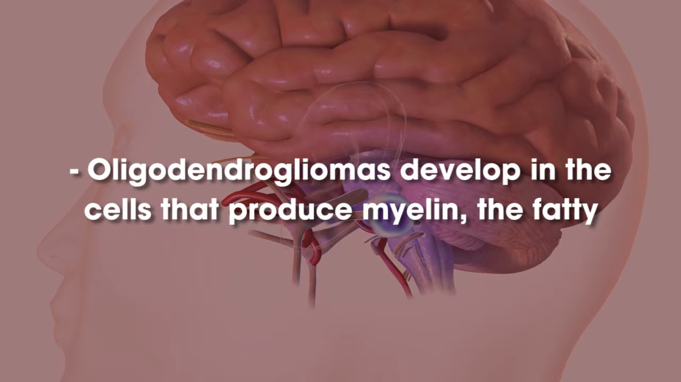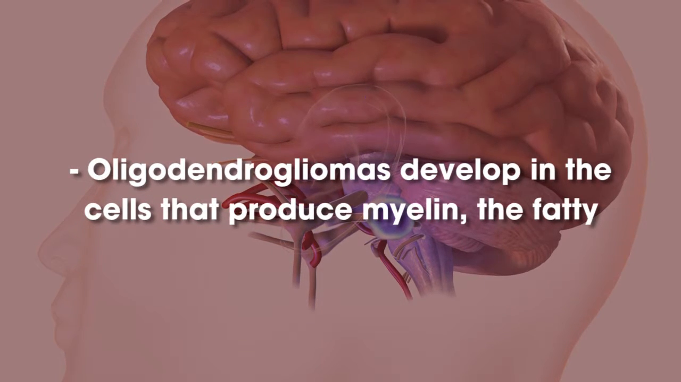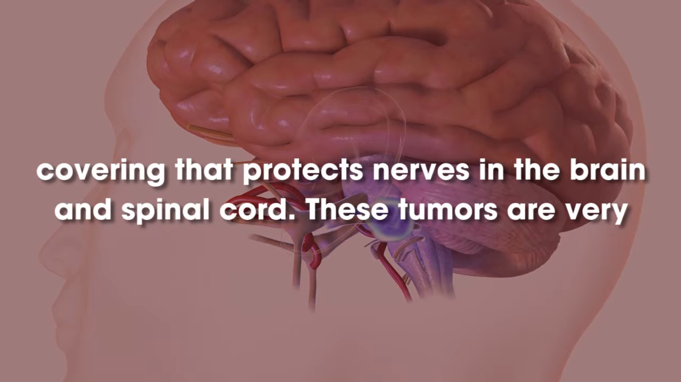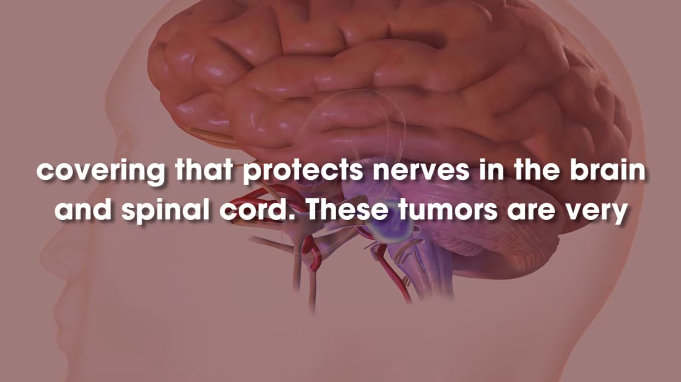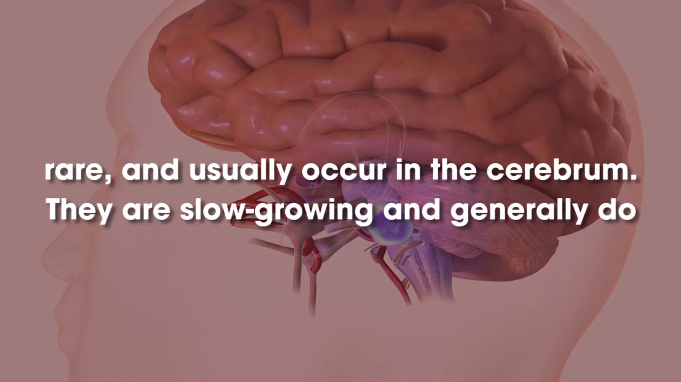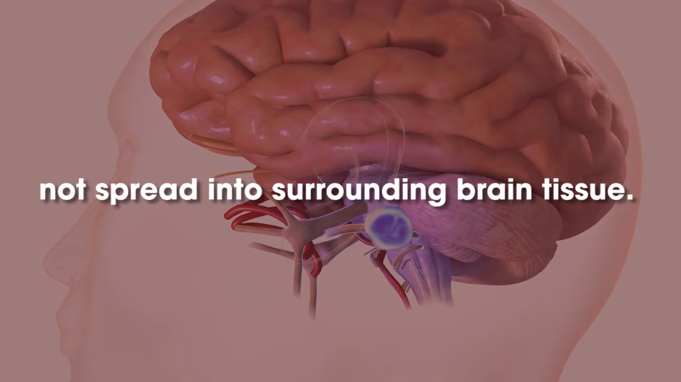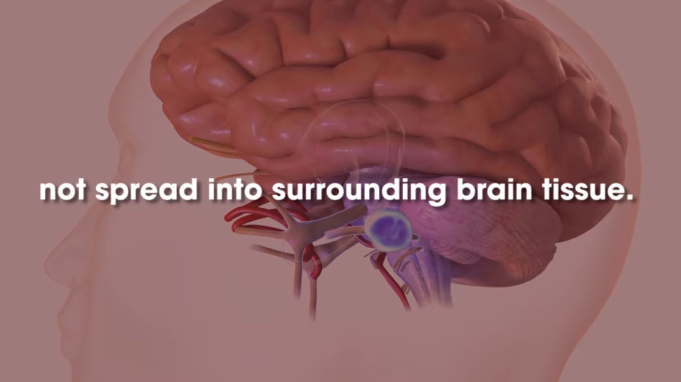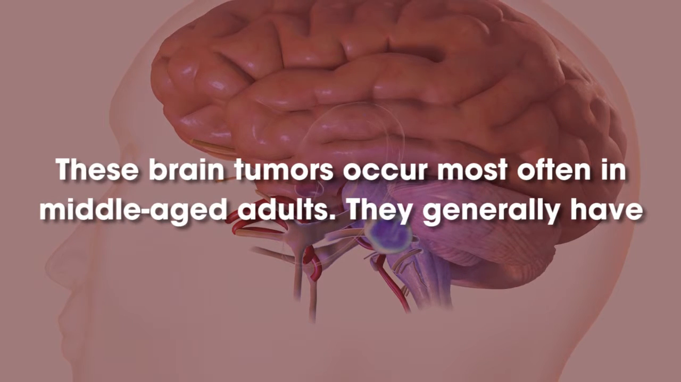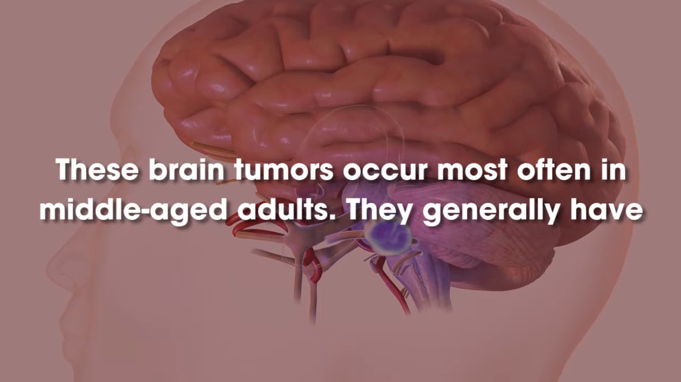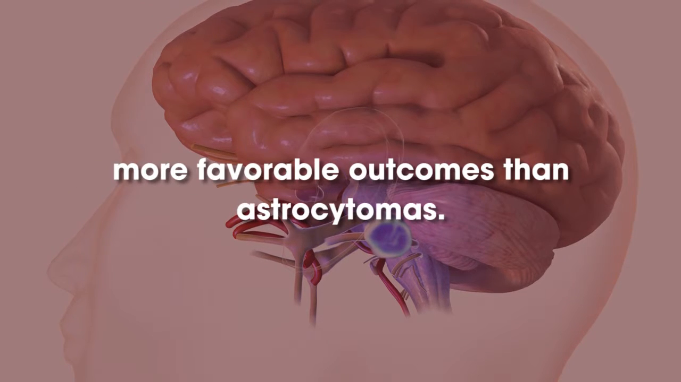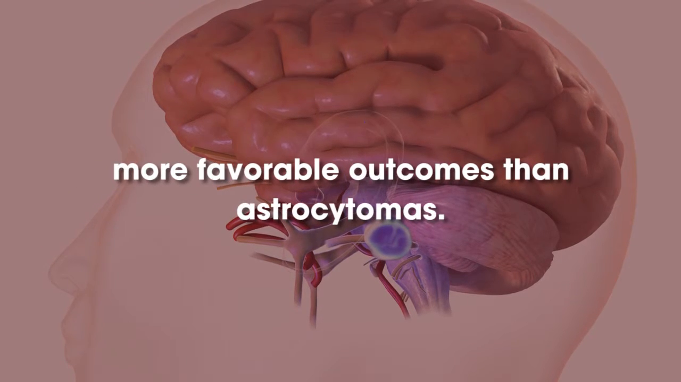Oligodendrogliomas develop in the cells that produce myelin, the fatty covering that protects nerves in the brain and spinal cord. These tumors are very rare, and usually occur in the cerebrum. They are slow-growing and generally do not spread into surrounding brain tissue. These brain tumors occur most often in middle-aged adults. They generally have more favorable outcomes than astrocytomas.